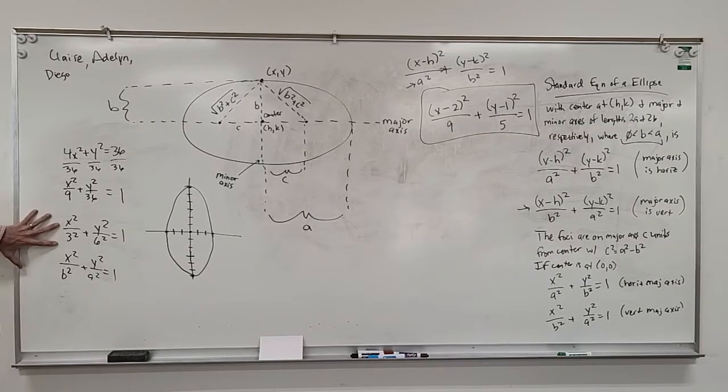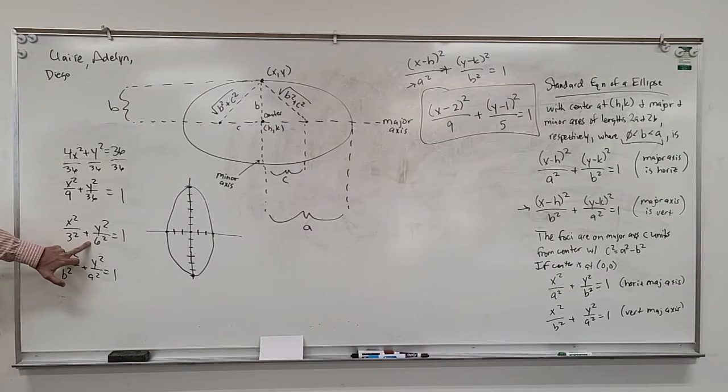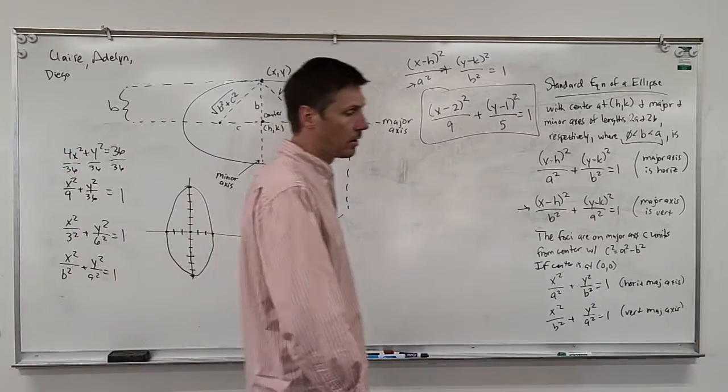So once we get it in the correct form, we look and see: is the bigger number under the y or the x? If the bigger number is under the y, then it's going to have a vertical major axis. If it's under the x, it's going to have a horizontal major axis. Okay?